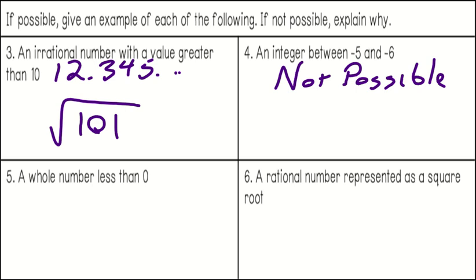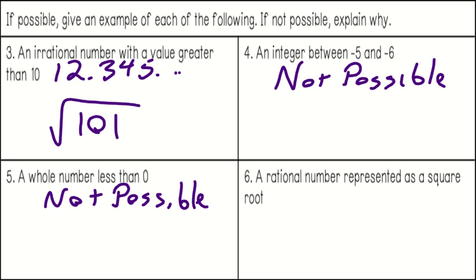Okay? On the bottom left here, a whole number less than 0. This one is not possible. Like Quan said, there's not a whole number less than 0. Natural numbers came first. Those were your counting numbers. Whole numbers were next. That included 0 and the natural numbers. That doesn't include negative numbers, so that one's not possible.